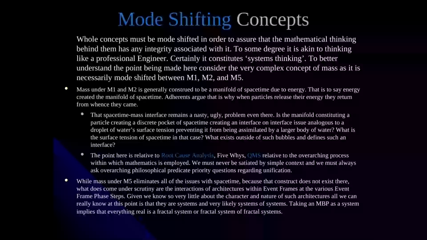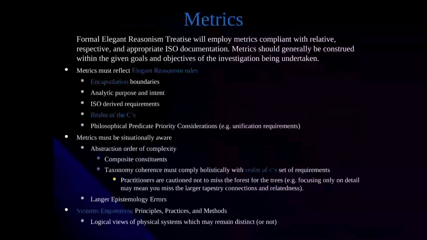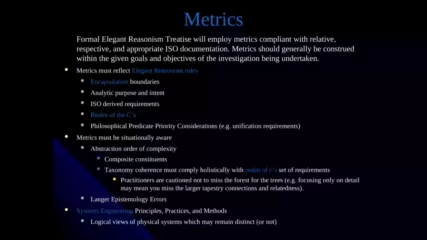Okay, so let's talk a little bit about metrics. Metrics in a formal elegant reasonism treatise will be employed to be compliant with relative, respective, and appropriate ISO documentation. ISO is the International Standards Organization. Metrics should generally be construed within the given goals and objectives of the investigation being undertaken. And again, we talked about that earlier when we talked about the source of the guidelines being handed down in terms of objectives and goals. You want to make sure that they are consistent with the unified universe.